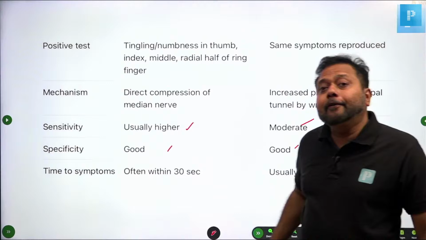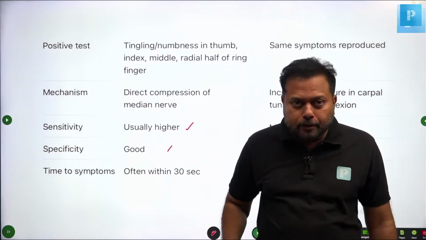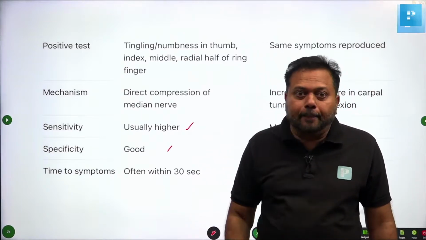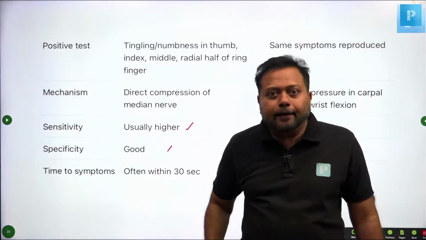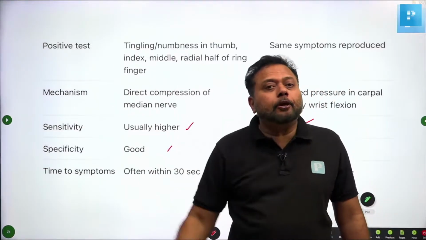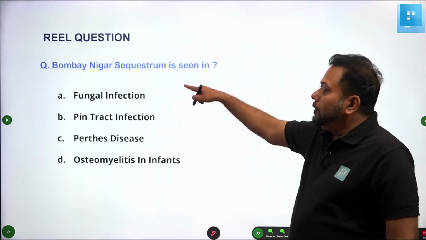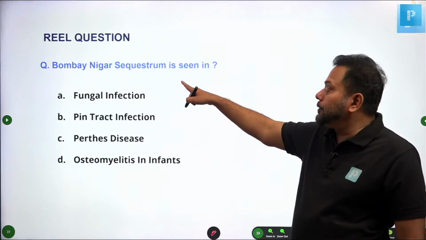Okay. Like our Lachman and anterior drawer. Both the tests are for anterior cruciate ligament. Lachman is superior to anterior drawer. Like that, Durkan's is superior to Fallon's test. Good. Now we'll go to Bombay black sequestrum is seen in.